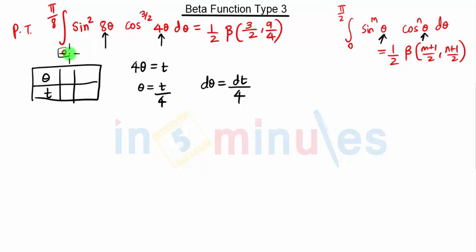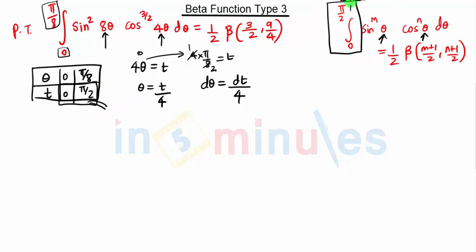Theta is going from 0 to pi by 8. So 0 to pi by 8. When we put theta equal to 0 in this equation, we get t equal to 0. When we put theta equal to pi by 8 in this equation, we get 4 1s are 4 and 4 2s are 8. So now t is pi by 2. So now if you see, by doing 4 theta equal to t, we get the limits of integration 0 to pi by 2, which is matching with this term. That's why we substitute 4 theta equal to t.